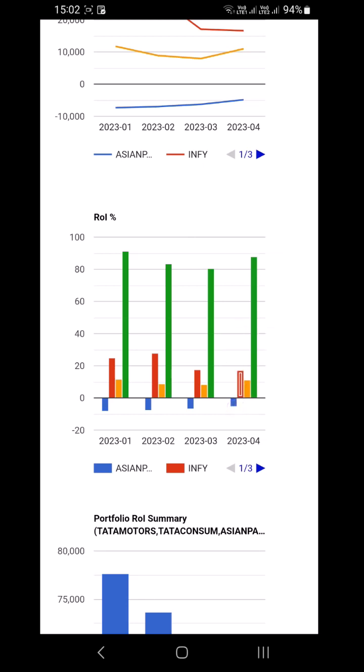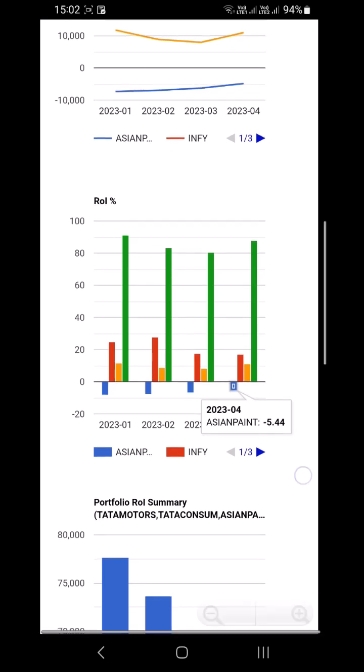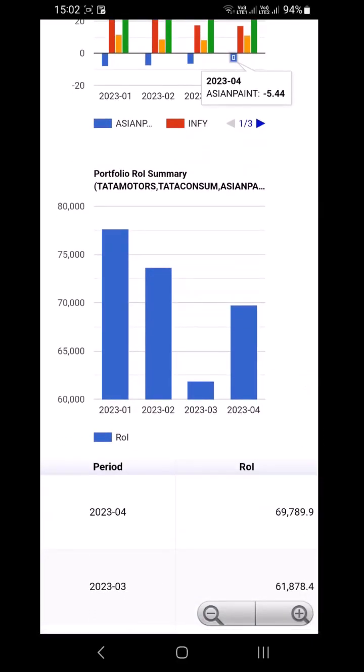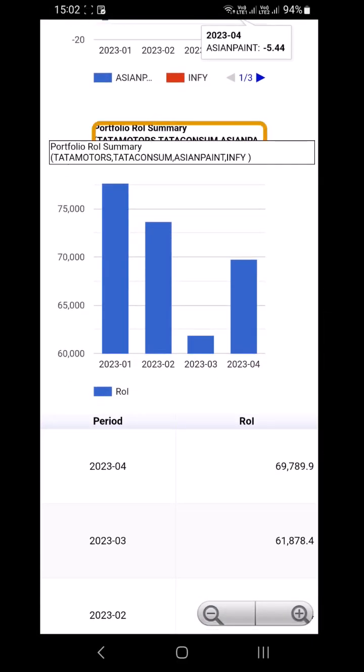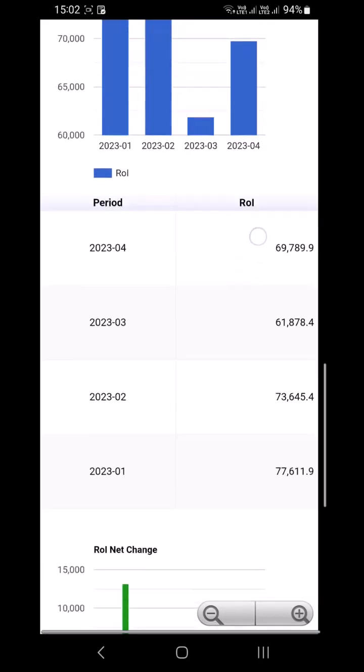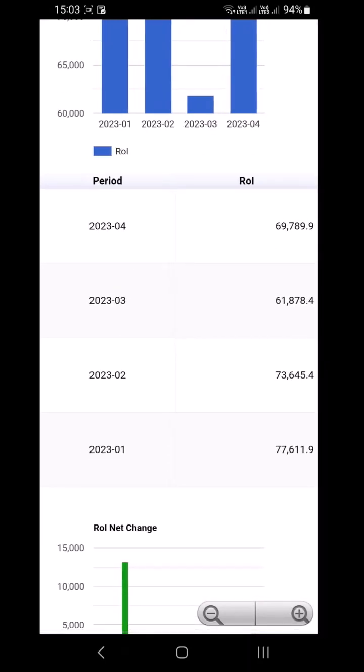The portfolio ROI summary bar graph provides a snapshot of your entire stock portfolio's performance, making it easy to track your investment's progress at a glance. The information in this graph can help you identify which stocks are worth holding on to and which ones may be better to sell. Beneath the graph, you will find a table that shows the total ROI amount.